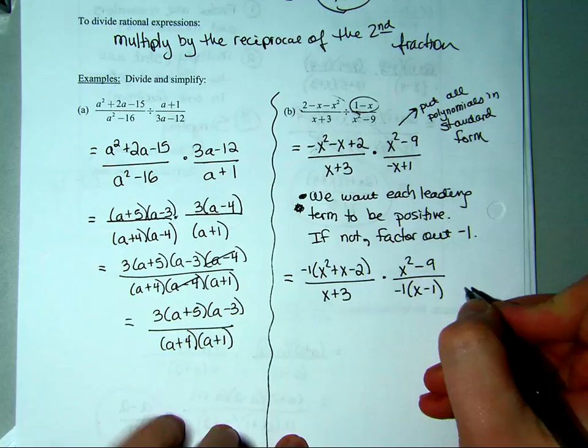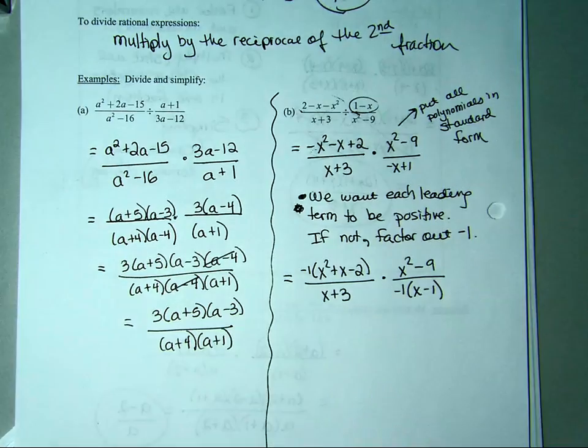Oh, go factor. Do you have the same thing on the top and the bottom? Yeah. Sure. Is it part of a multiplication problem? Yeah. Sure. So we can cancel it.